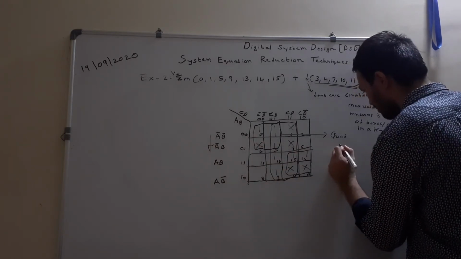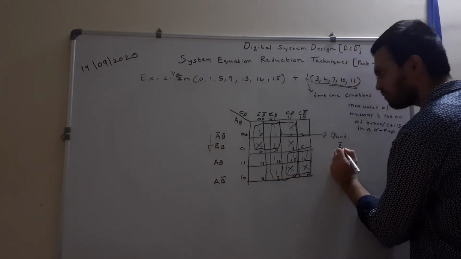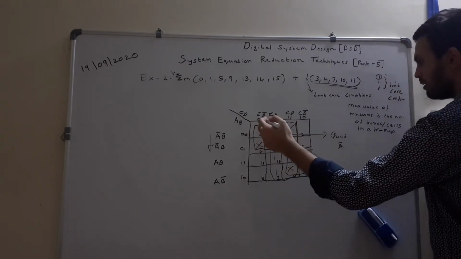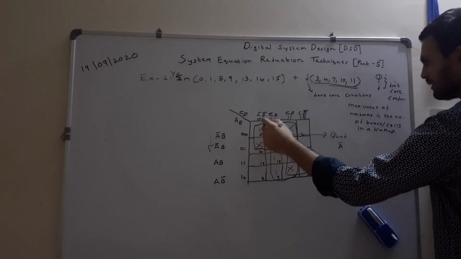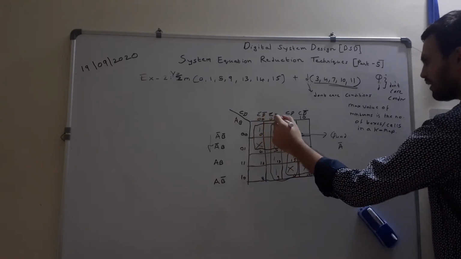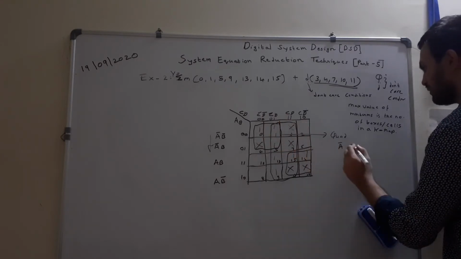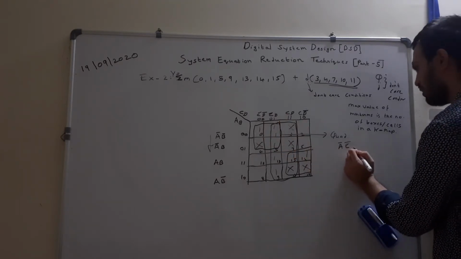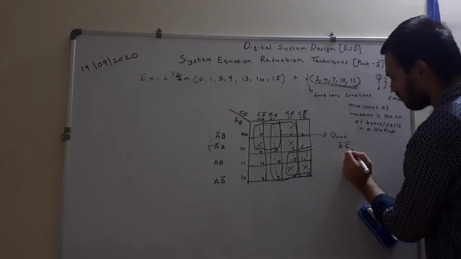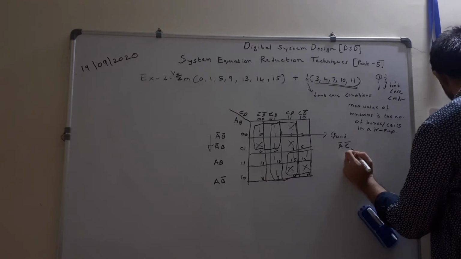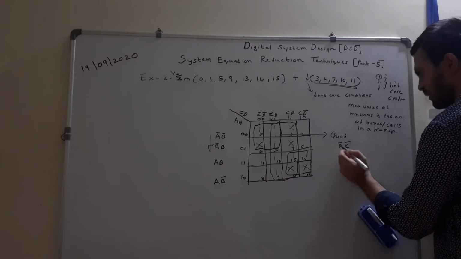So from here A bar will remain. In columns also we have to see C bar D bar and C bar D. So here D is varying and C bar is constant. As you can see, this quad eliminated two variables. Now we have a term called A bar C bar from this particular quad.